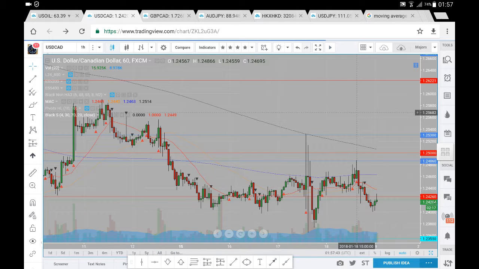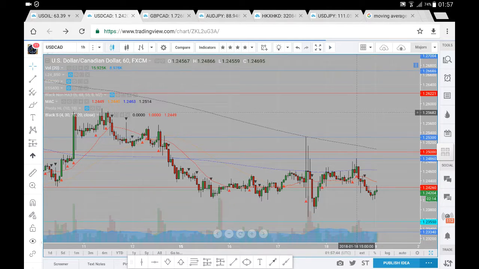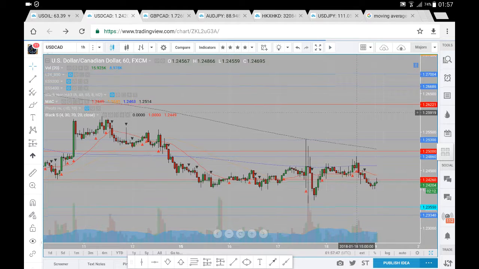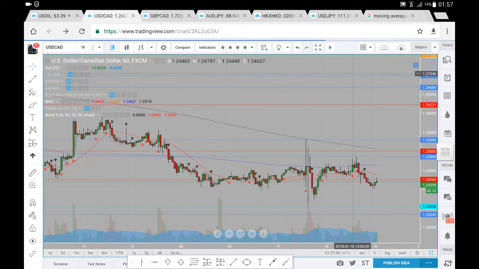If we do break down below this 123.55, the very next level that we are looking at is in around this 123.34. And again, we're looking for potential buy side momentum to come back into the market from this 123.34. If we do break down from there, however, we'll see how price reacts in around this 123 level.